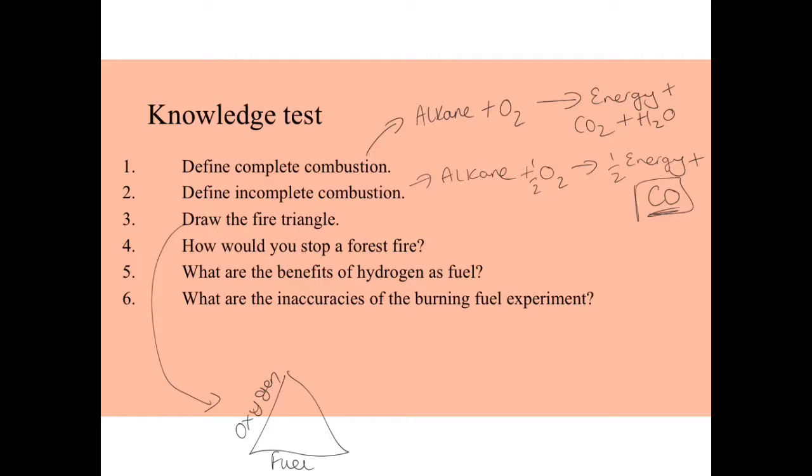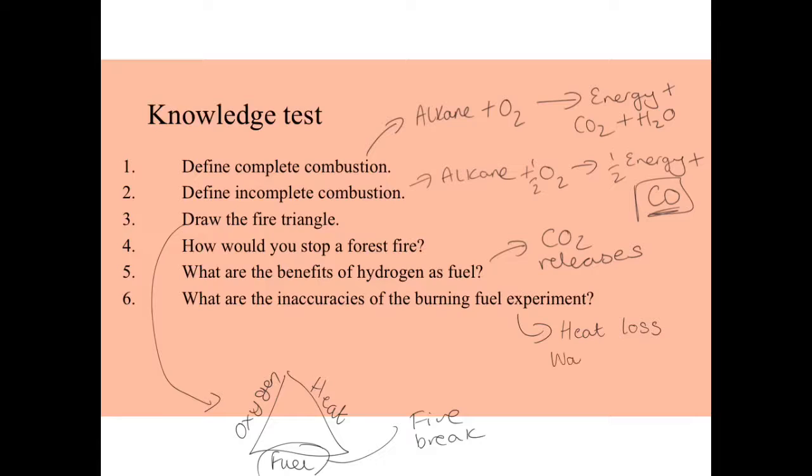Draw the fire triangle, nice and easy, three parts: oxygen, fuel, heat. How would you stop a forest fire? A forest fire is a fuel aspect, so you could do a fire break. What are the benefits of hydrogen as a fuel? No CO2 released. And what are the inaccuracies of the burning fuel experiment? Heat loss, the temperature of the water, so the uneven spread, and the thermometer. You could use a digital thermometer.